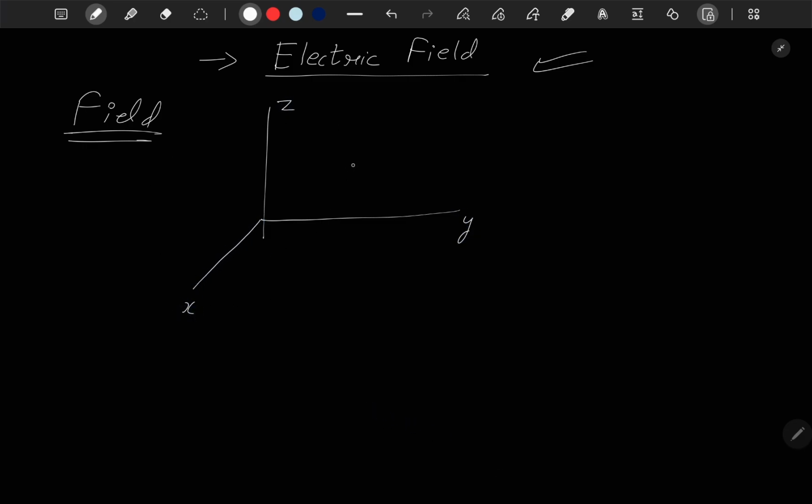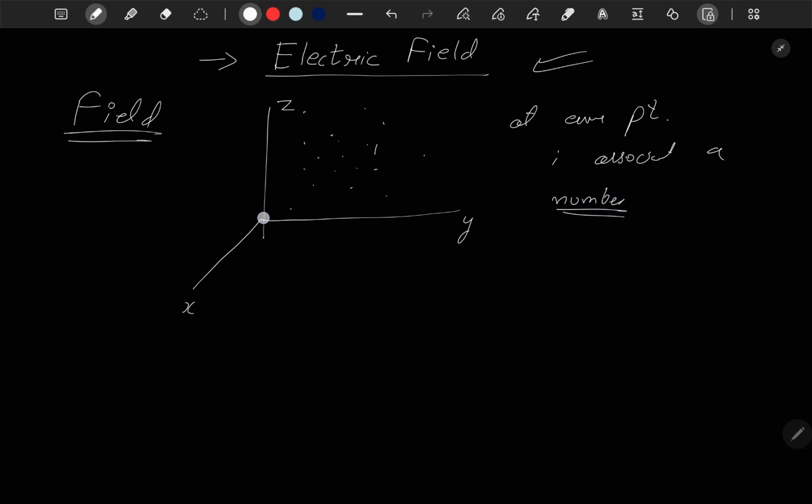Now this three-dimensional space is a set of points, right? Set of infinite points. Now if at every point I associate a number.